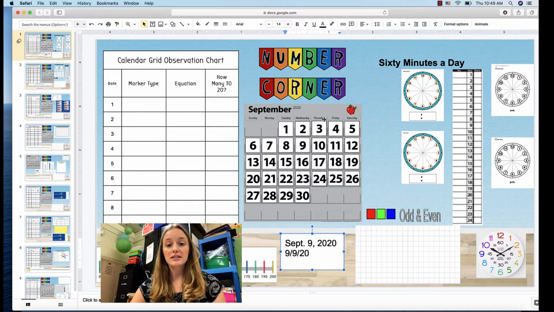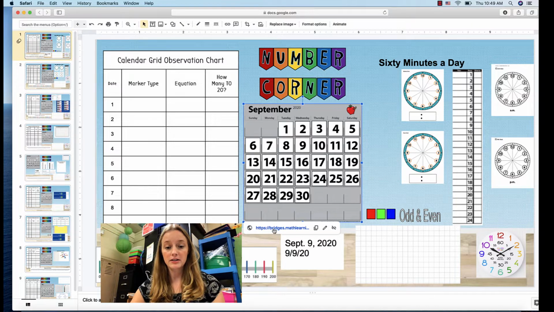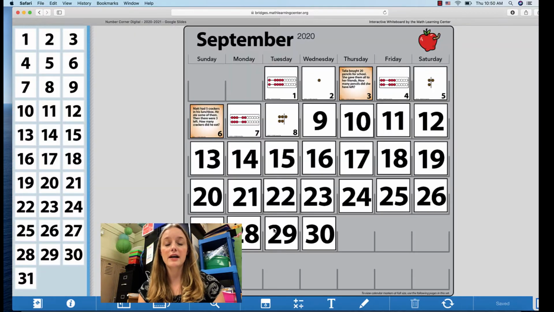Okay, so let's go ahead and look at our calendar. I know some of you predicted yesterday what you thought today might be, either a penny, one of these things, which some of you knew what it was and some of you didn't, or a story problem like you see here. So let's go ahead and flip over the 9th, which today is Wednesday. And this is another story problem we see here.